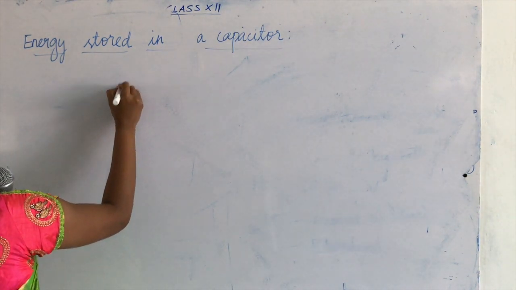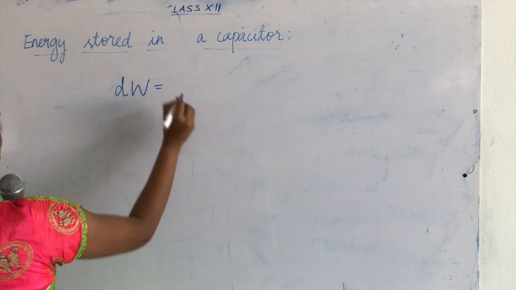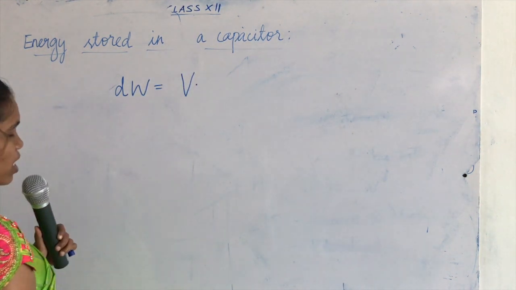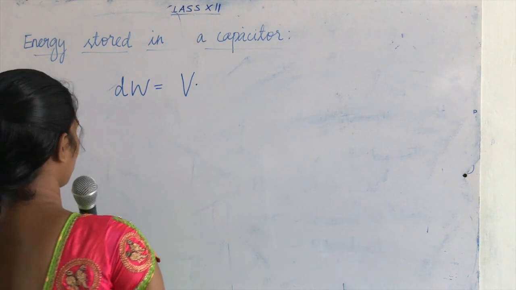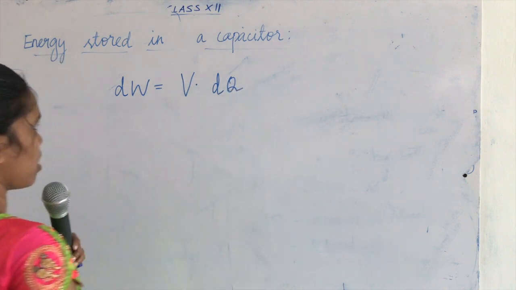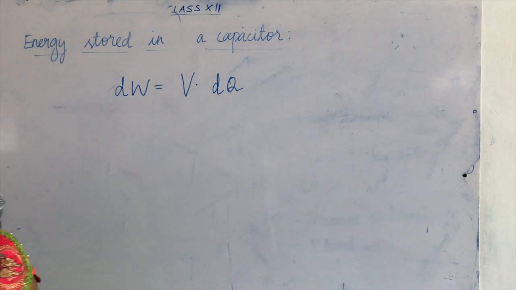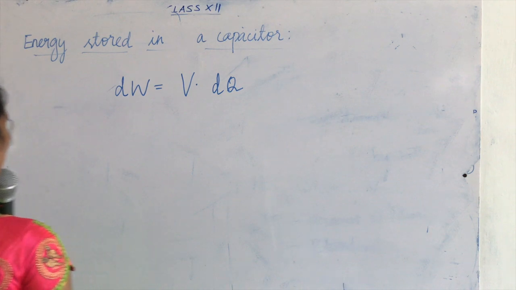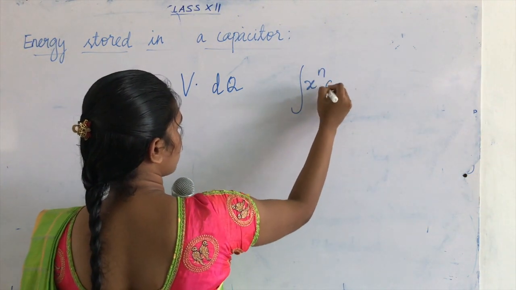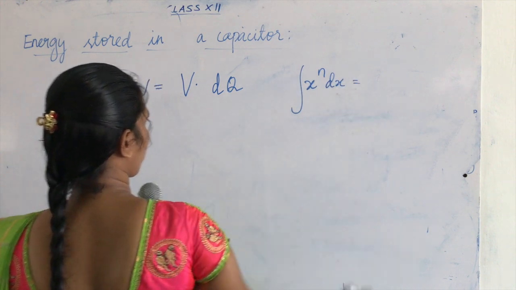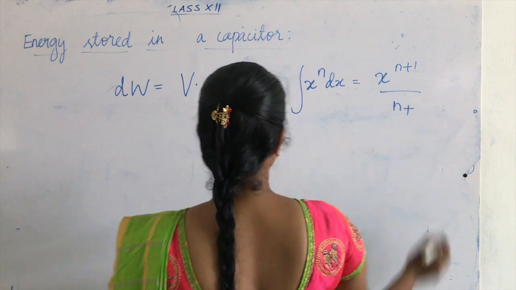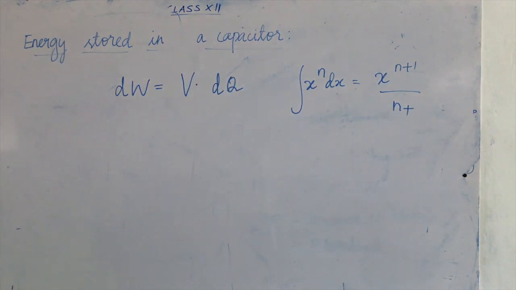Now, dW, the change in work, equals V dQ. What is V? Potential. dQ is the change in charge. Now we are going to integrate it. What is the formula for integration? x^n dx is x power n plus 1 by n plus 1. Do you remember it? Yes, good.